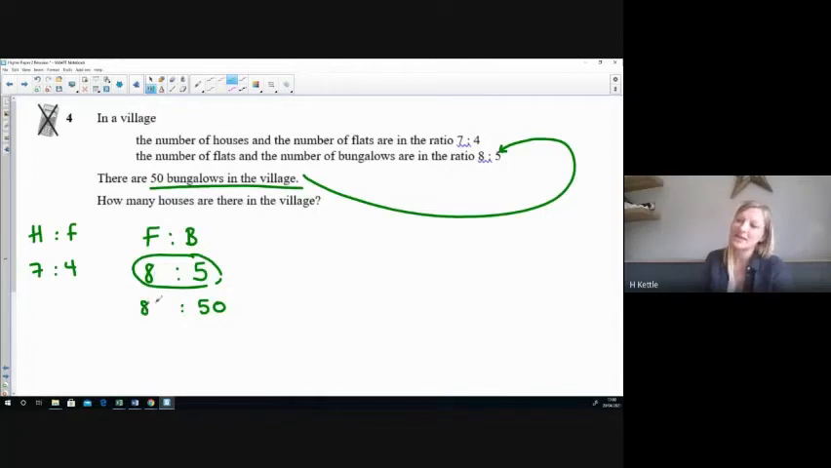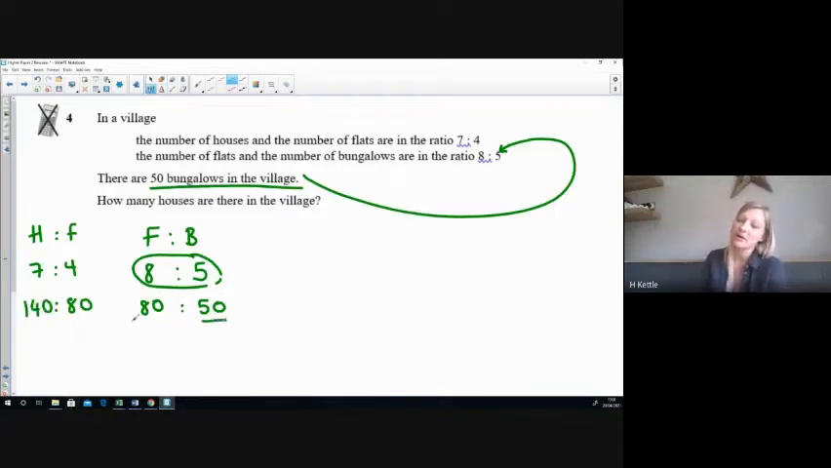So there must be 80 flats, which is fine, but here we've got 4 for the number of flats. So I need to do something to this ratio to make sure that there's also 80 flats and keep it the same. Okay, we need it to be the same because the number of flats hasn't changed. So there must also be 80 flats in this ratio. What have I done to the 4 to turn it into 80? Well, I've multiplied it by 20. So I'm going to do the same to the 7. If I times that by 20, I've got 140 houses.